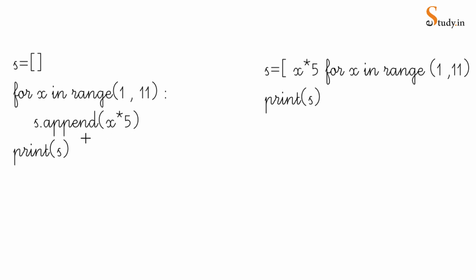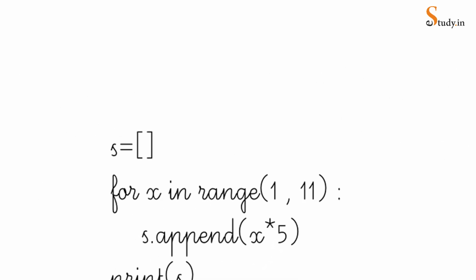So basically what will happen is we have an empty list. The first value of x when it comes here is 1. So 1 into 5, that is 5. Then x is 2, so 2 into 5 is 10. Then x is 3, so 3 into 5 is 15. So basically we are getting a table of 5 here. Okay, so let's try this command.